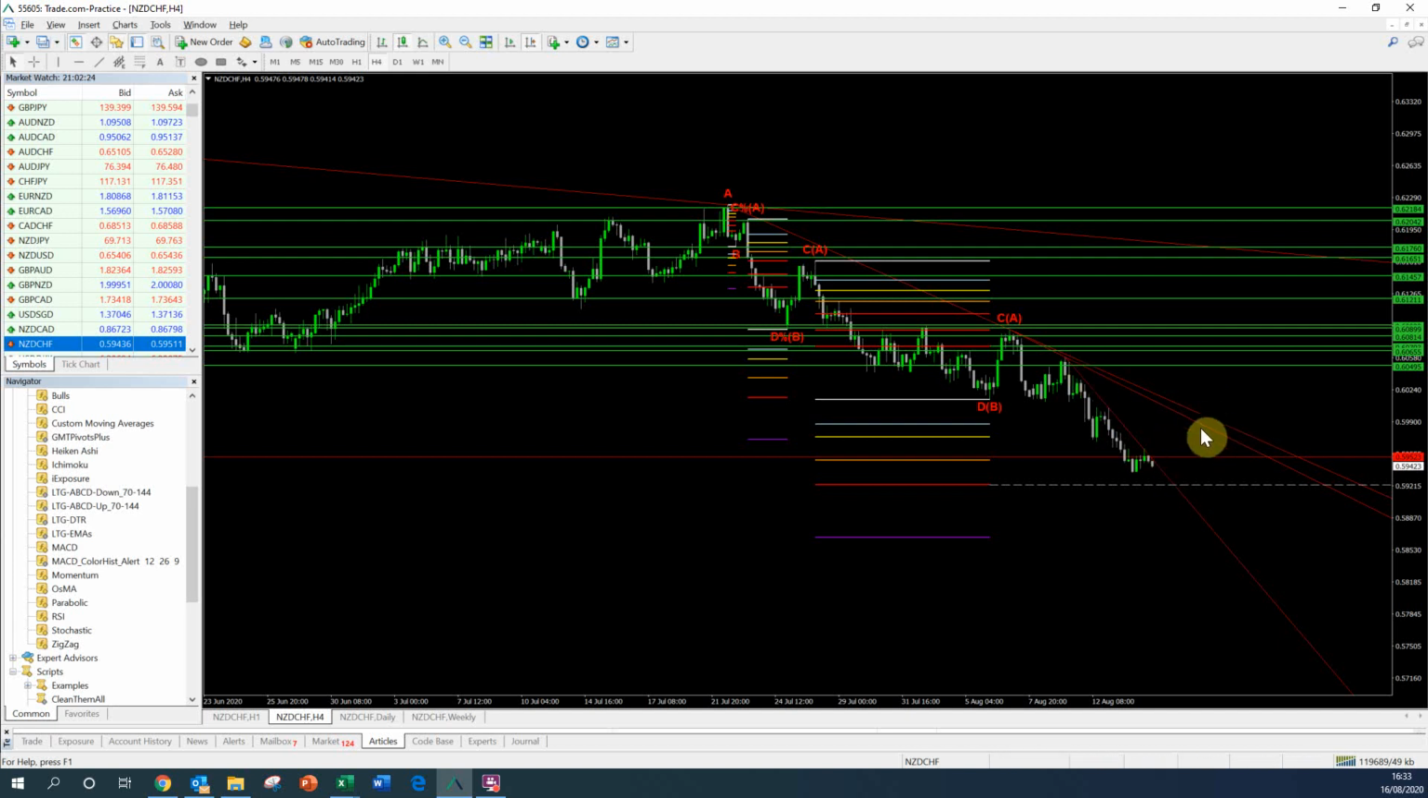And that C pullback can potentially be at one of these trend lines, maybe a moving average. I like to use moving averages and the Fibonacci tool together. I find that they're quite well used as they're both trending indicators. So I always think it's quite nice to see a touch off of a moving average confluenced with a Fibonacci level.